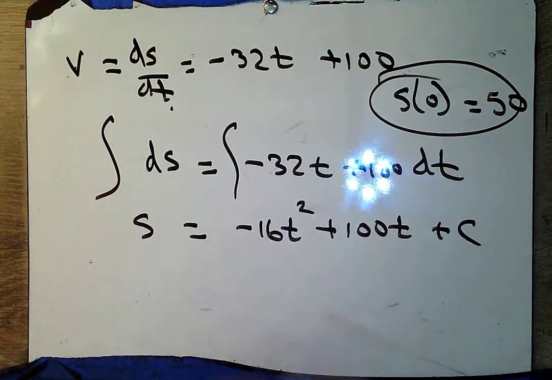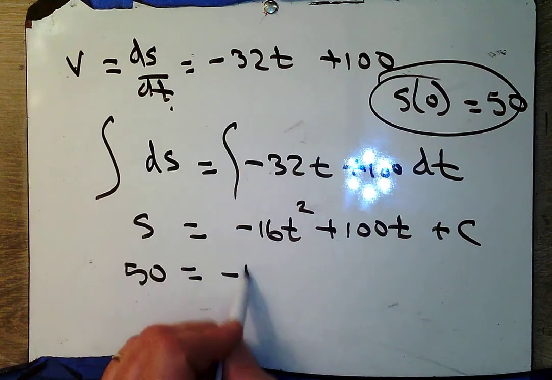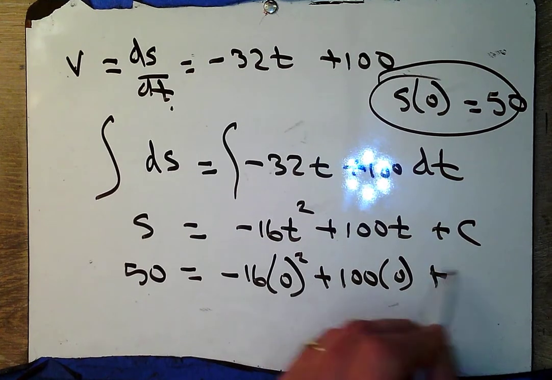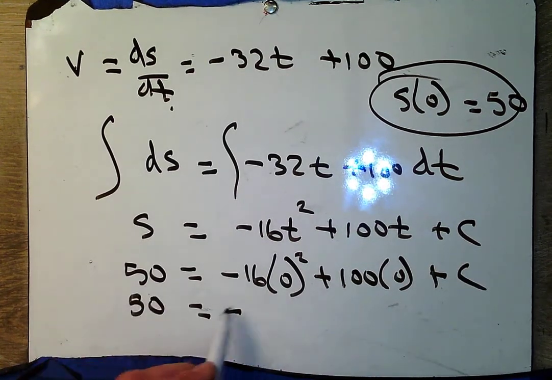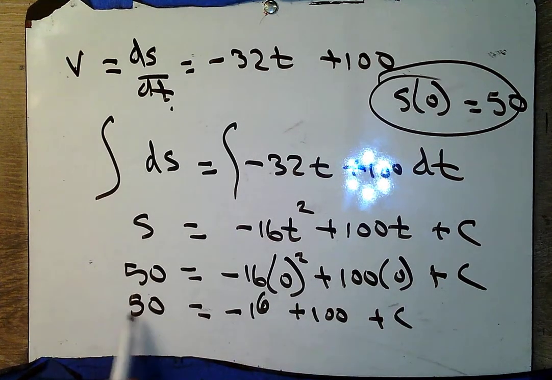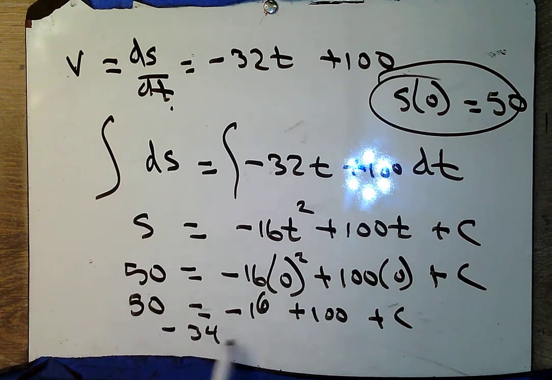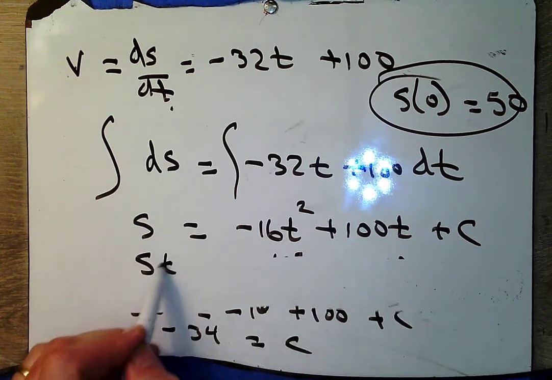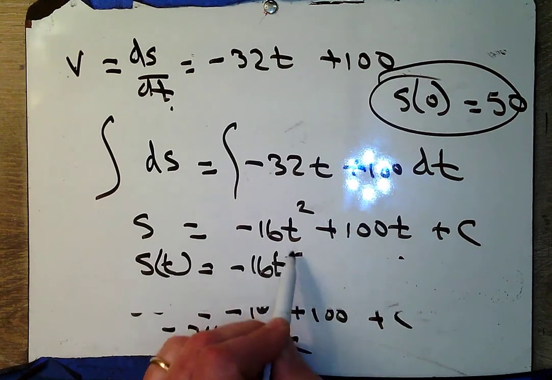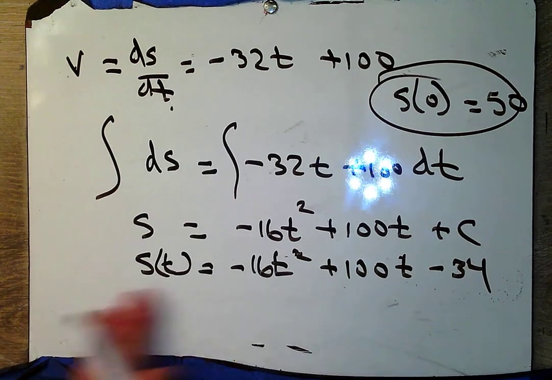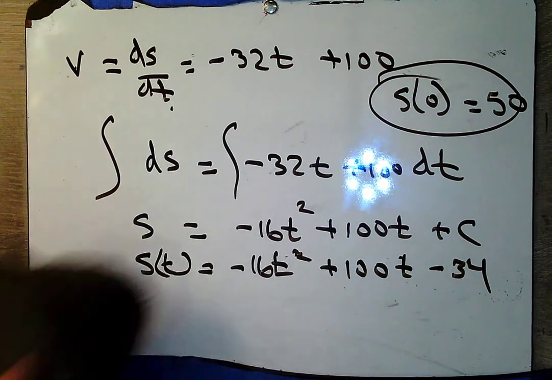Let's plug in our initial condition. 50 equals negative 16 times 0 squared plus 100 times 0 plus c. Or 50 equals negative 16 plus 100 plus c. So if I subtract 100, I have negative 50 plus 16 is negative 34. All right, so then what's my position equation? s of t is going to be negative 16t squared plus 100t minus 34. Excellent. There we go.